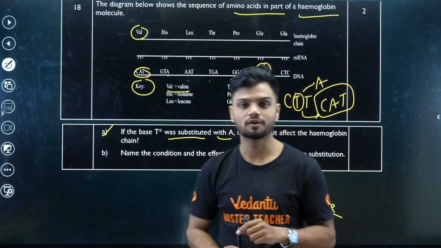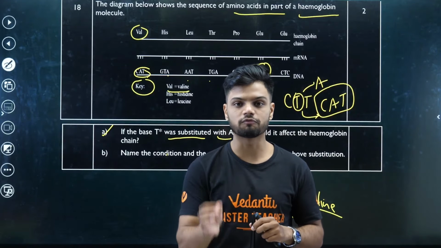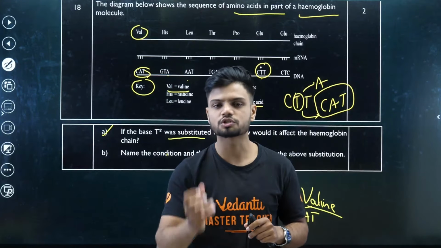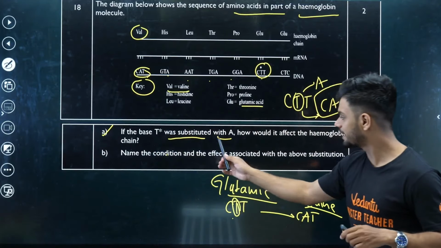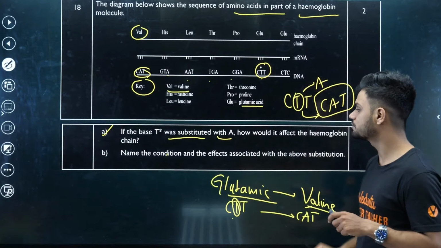Sixth position, we will have valine. And this is a type of point mutation. Some type of mutation will take place. Now, that is the answer here in the P part. Name the condition and the effect associated with the above substitution.